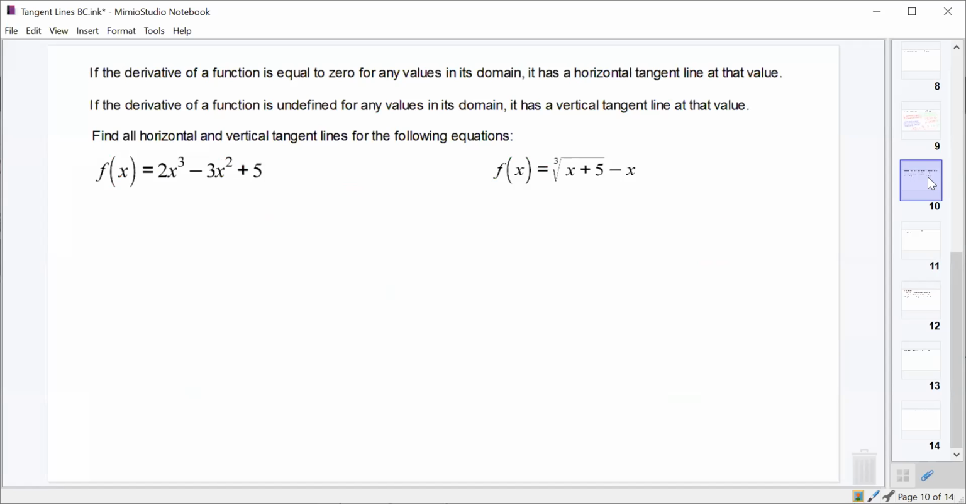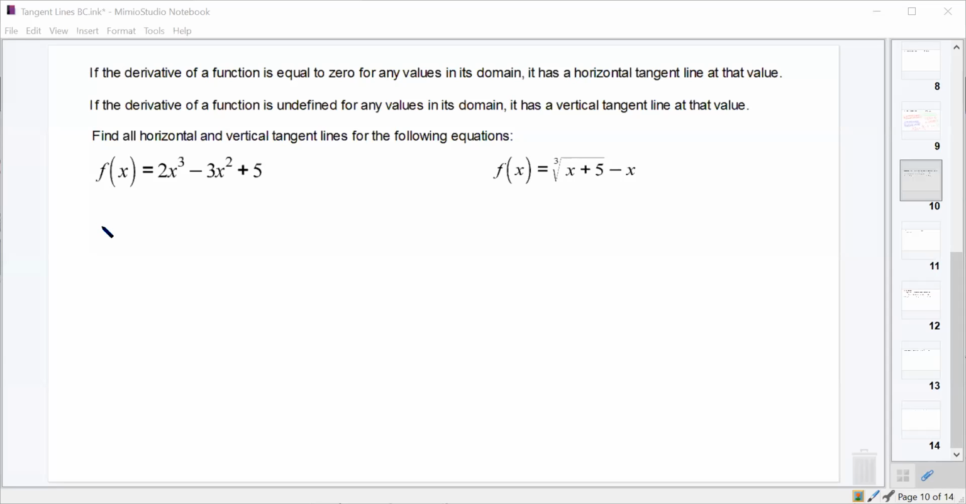Everybody good on, you remember that from previous years? Previous studying of calculus, right? Okay, great. All right, so take 2 minutes and find the horizontal and vertical tangent lines for those two equations. Figure out when the derivative is 0 and when the derivative is undefined. Ready, go.